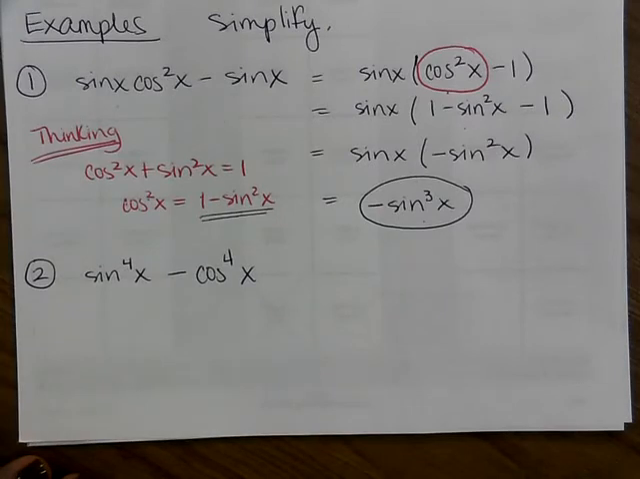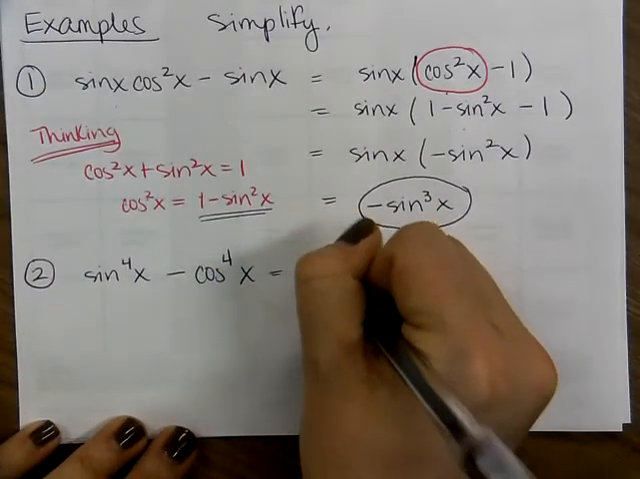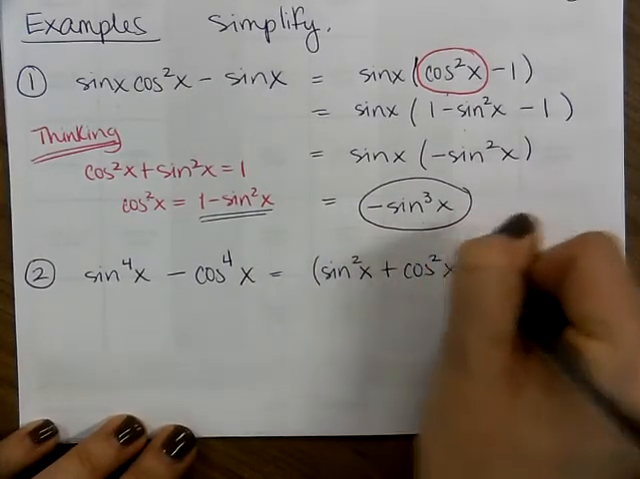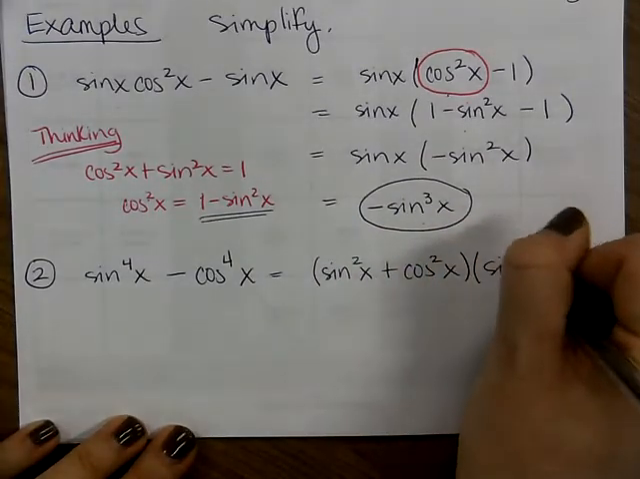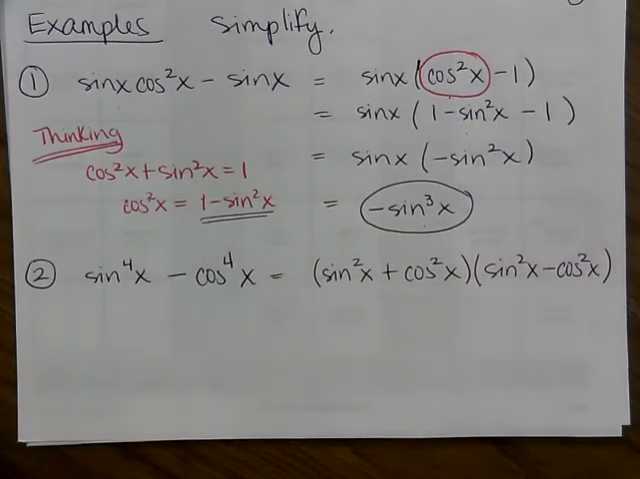Isn't this really a difference of squares? That 4th power always throws you off, right? What's sine squared times sine squared? Sine to the 4th. What's cosine squared times cosine squared? Cosine to the 4th. I just need to make the middle terms cancel. Isn't that creating that difference of perfect squares there? Okay, so this factors to sine squared of x plus cosine squared of x times sine squared of x minus cosine squared of x.